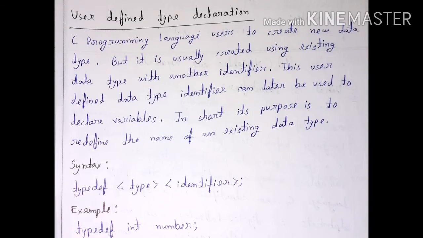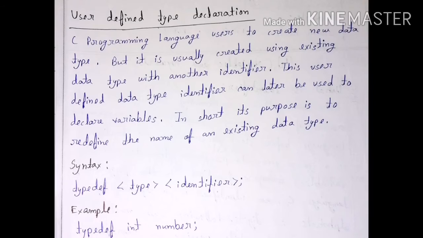What is user defined type declaration? C programming language allows users to create new data types, but it is usually created using an existing data type with another identifier. This user-defined data type identifier can later be used to declare variables. In short, its purpose is to redefine the name of an existing data type. So here is the syntax and example of user-defined type declaration.